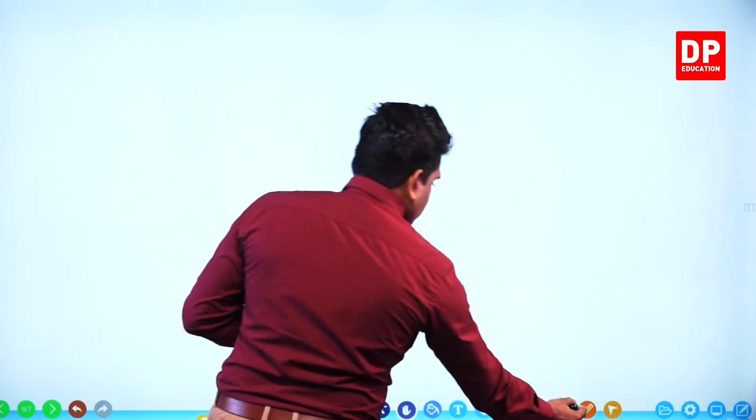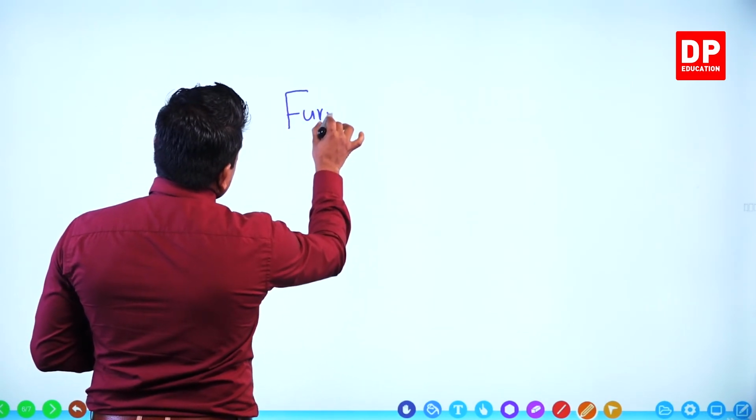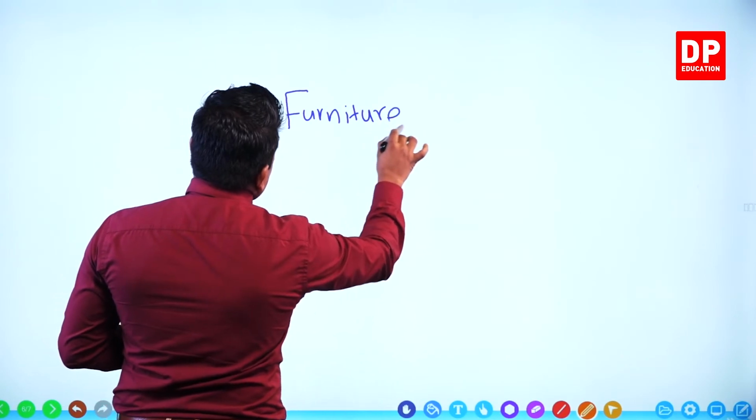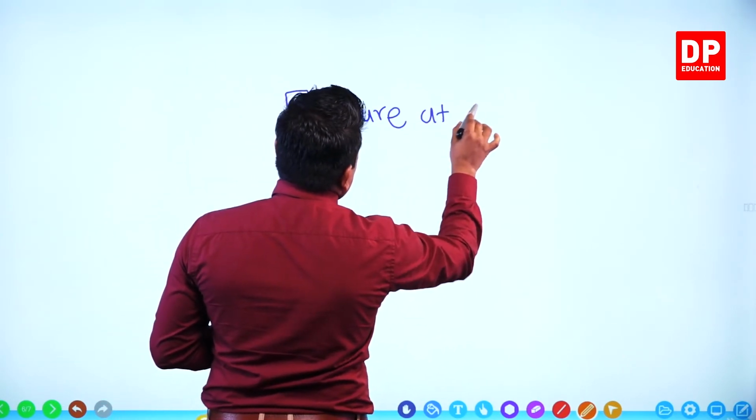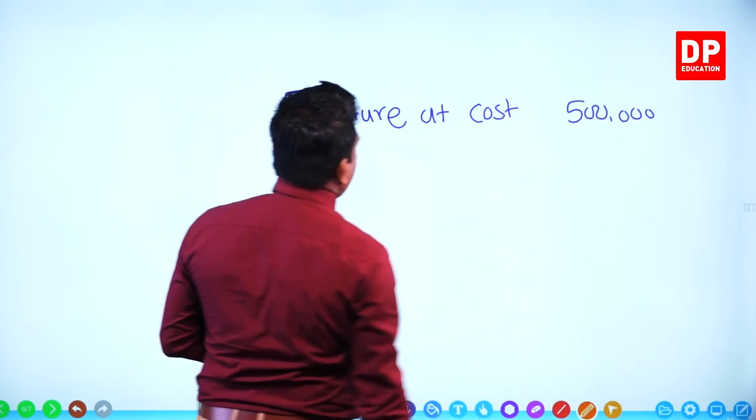10%, 20%, 15%, any percentage to calculate depreciation, you calculate the depreciation and find the value. That answer you write in the profit and loss statement. For example, you remember the furniture, right? Furniture cost is given as 500,000 in the question, right?